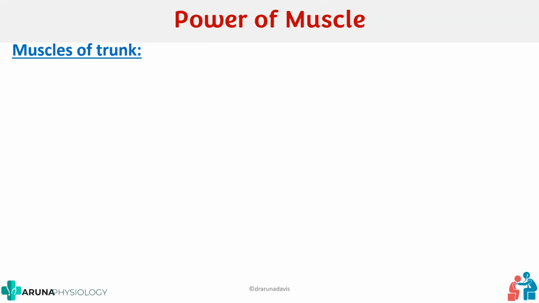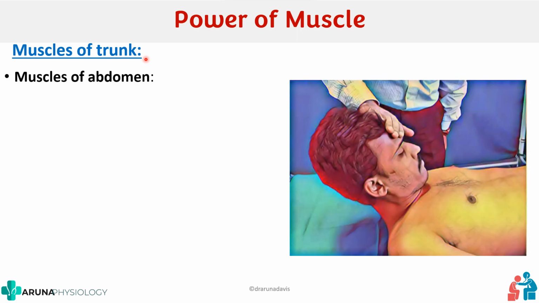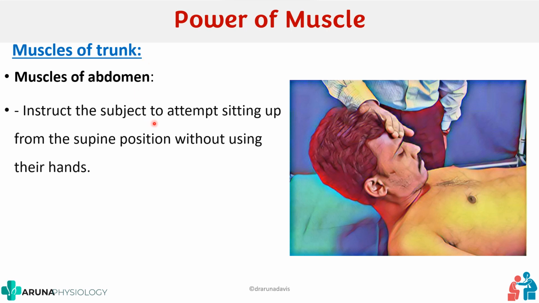So first we'll see how we can assess the power of the muscles of the trunk. Muscles of the trunk means muscles of the abdomen as well as the muscles of the back, the erector spinae. First we'll see how to assess the muscles of the abdomen. You can instruct the subject to attempt sitting up from supine position without using their hands. So basically you ask the subject to lie down first and then get up without using the hands. You can also apply resistance at the forehead, because only then can we call it grade 5, as normal power is doing the activity against the resistance applied by the examiner.